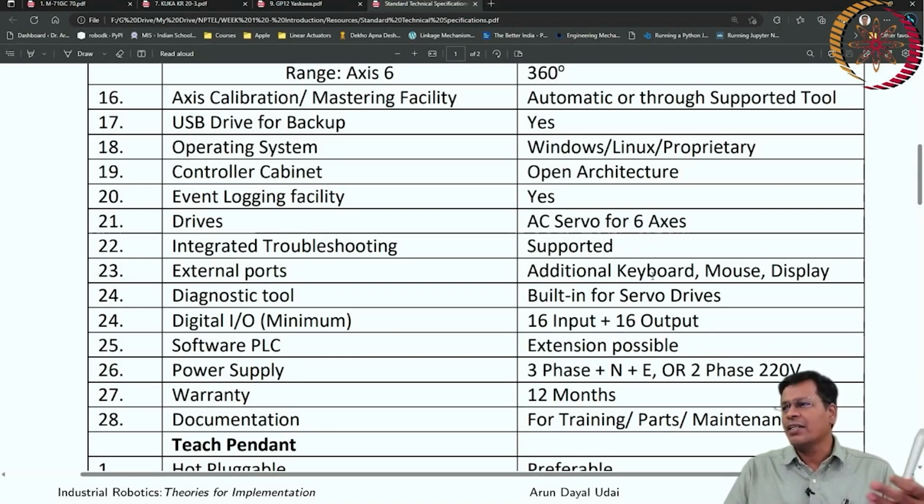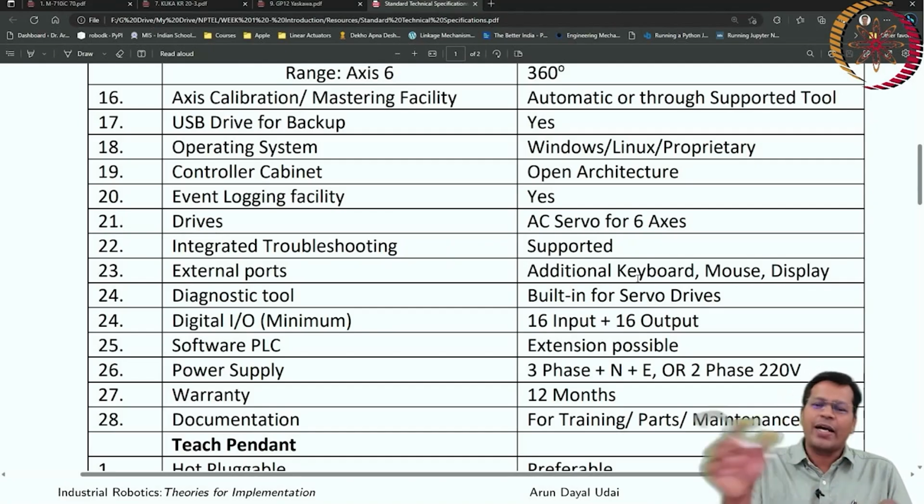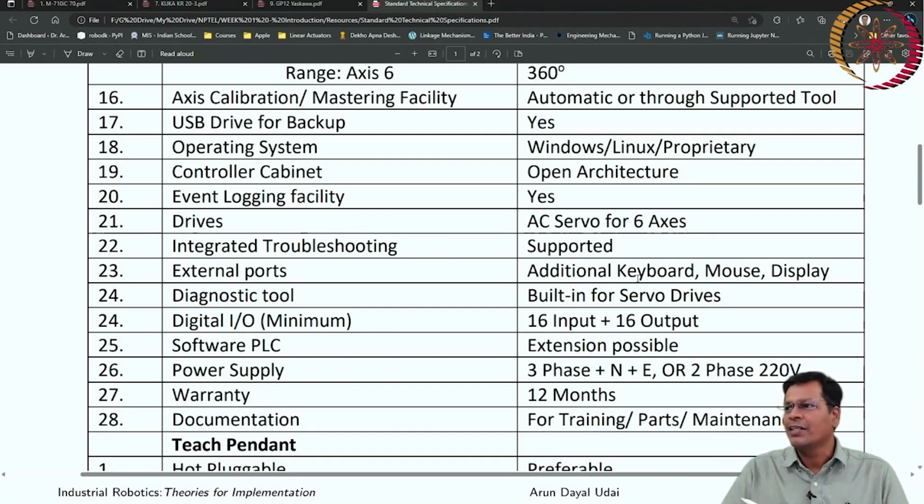Additional keyboard, mouse, display. Sometimes, for us at least, we are not always happy with the teach pendant. I at least prefer having a keyboard so that I can conveniently key in my robot programs sometimes. A mouse is easy to handle, and so is the GUI which I can see. Sometimes an external display is very, very helpful. All these should be supported by an industrial robot.